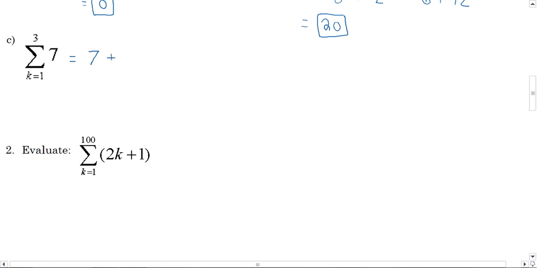Plus, when k equals 2, well, it's still a constant, it's still 7. And then when k equals 3, it also equals 7. And I stop because I've reached my upper index. So 7 plus 7 plus 7 is unfortunately not 777. It is actually 21. Okay, good. Let's move on to the next one.